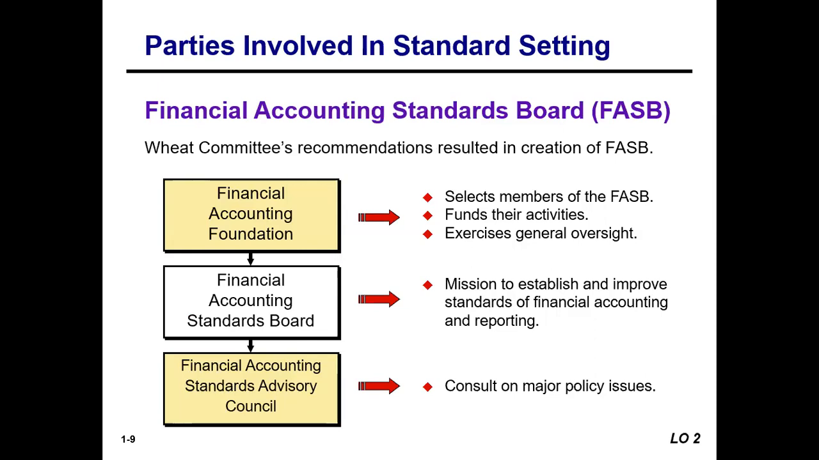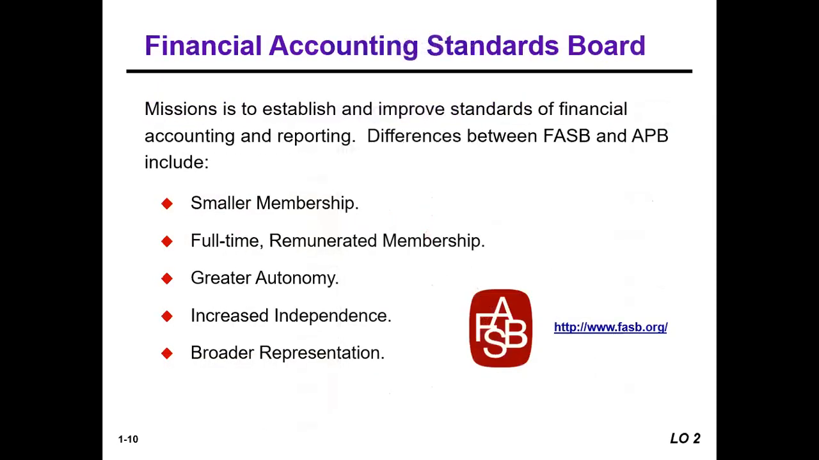So again, of these three, although all three of these were created out of the Wheat Committee's recommendations, the major player here is the Financial Accounting Standards Board, because again, they are who establish and who maintain the generally accepted accounting principles. All right, so a couple differences here between the Financial Accounting Standards Board and the APB, the Accounting Principles Board, which it replaced.